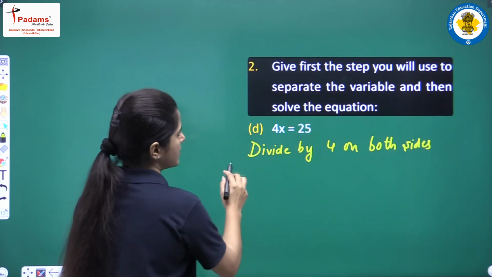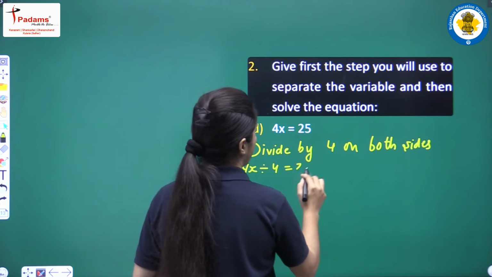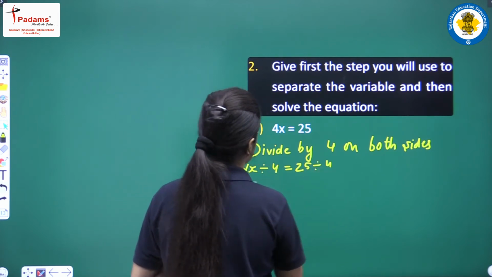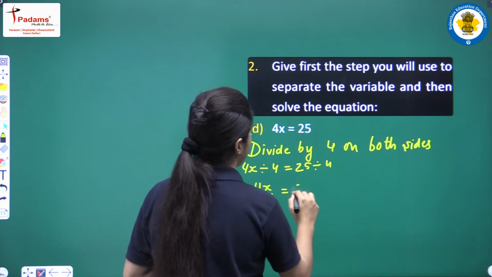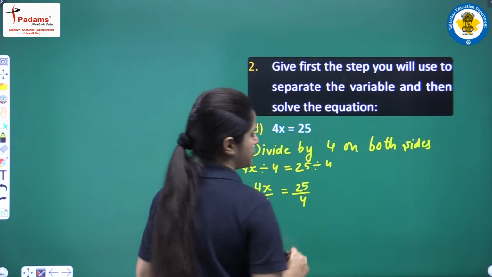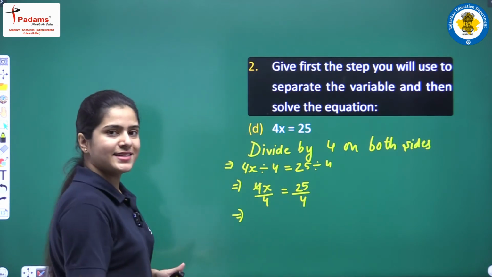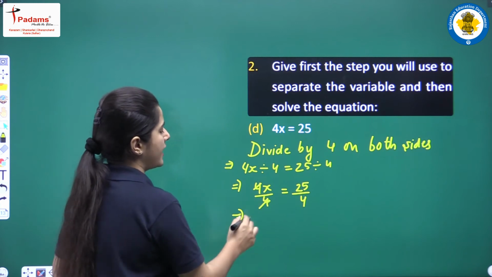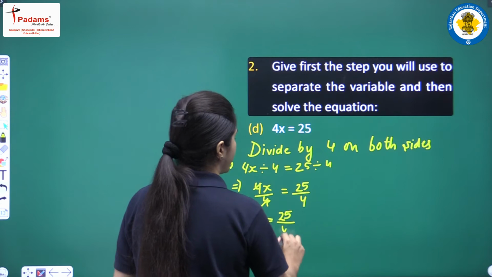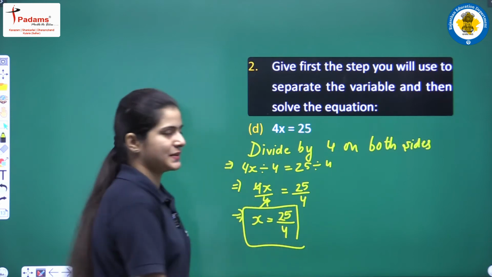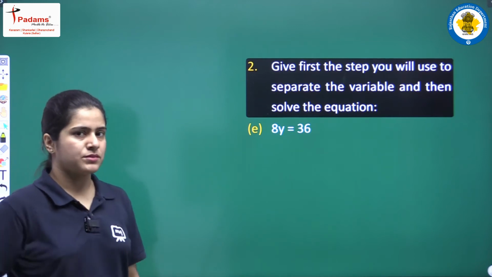Okay students, 4x divided by 4 is equals to 25 divided by 4. Now students, this 4 will be cancelled out with this 4 and this x will turn out to be 25 upon 4. Alright students, this is our answer. Okay. Looking at another question, that is question number E.